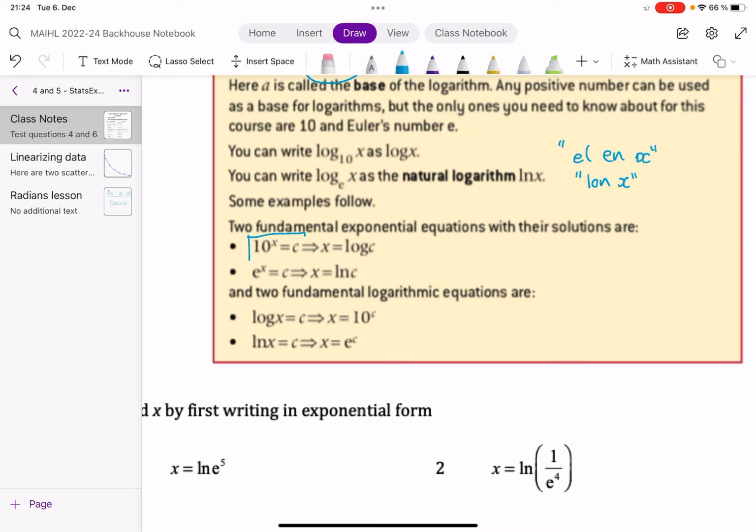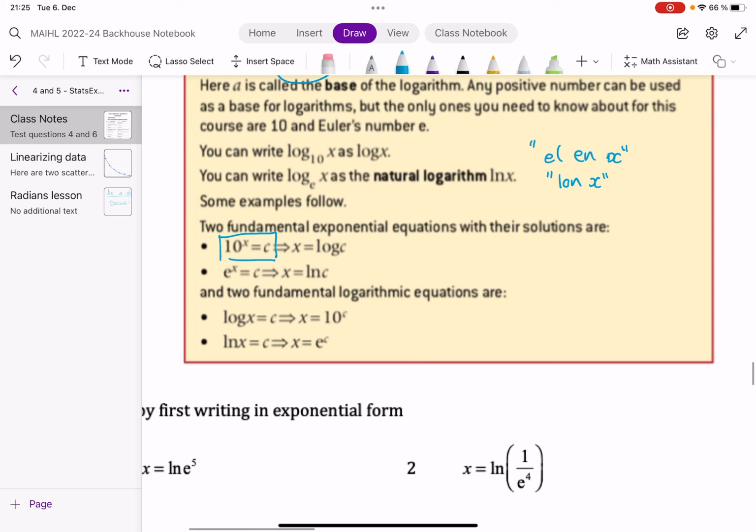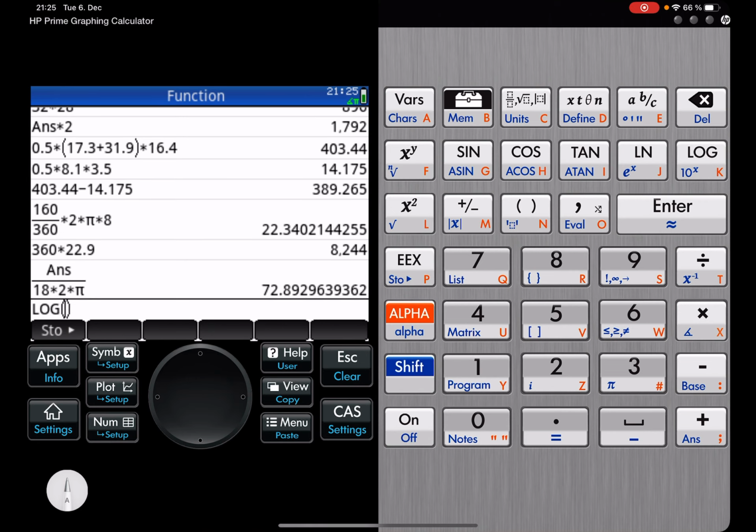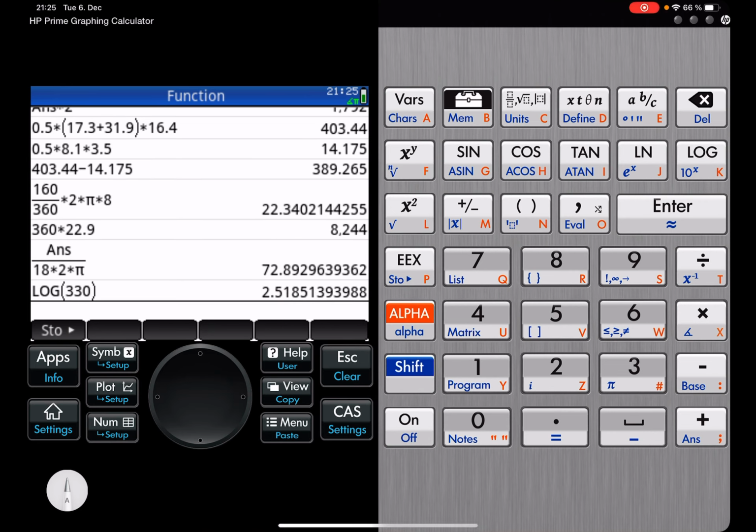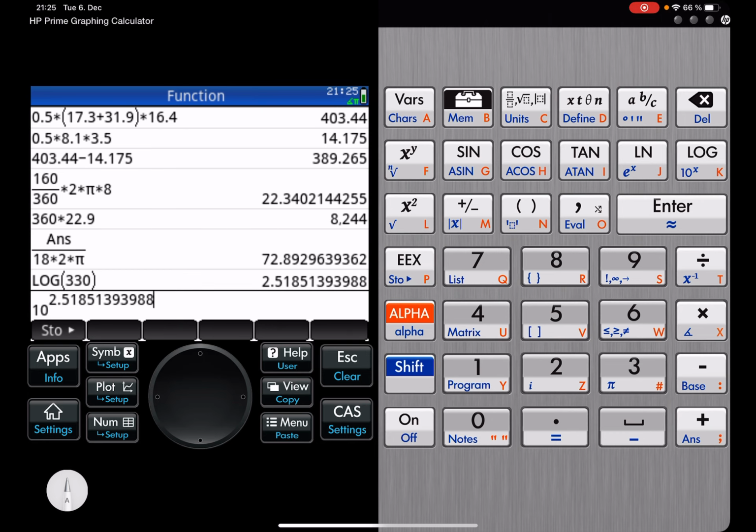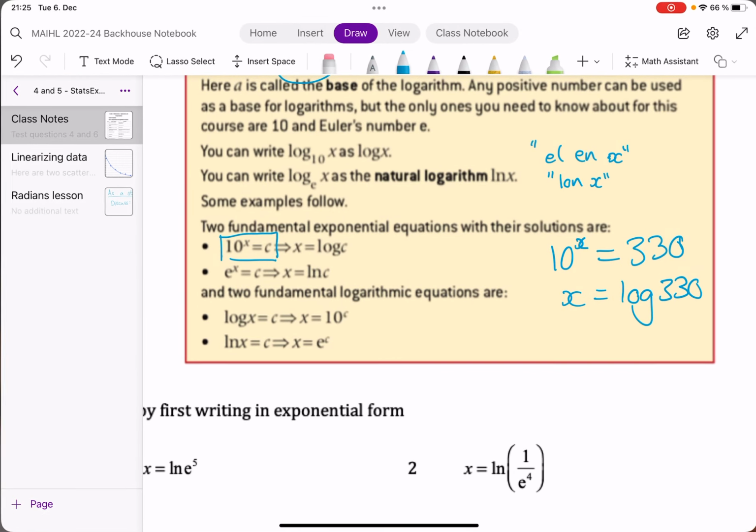So this is the whole idea of it, that we have this relationship. If I am trying to solve this equation, 10 to the power of x equals c, what power do I need to raise 10 to in order to get c? We can rewrite it as a logarithm. So x equals log c. For example, if I was trying to solve the equation 10 to the power of x equals 330, I'd rewrite it and say x equals log 330. And I'd go to my calculator, log 330, and there it is. If I raise 10 to the power of this number, I should get close to 330. Okay?